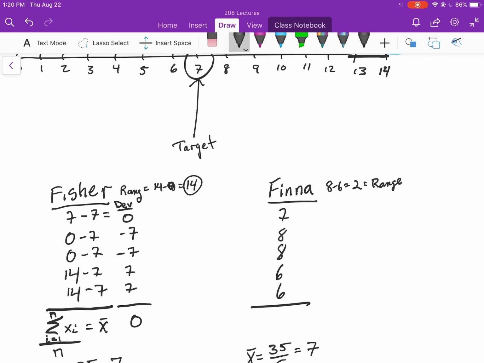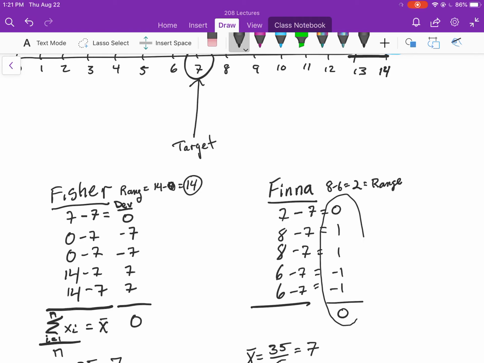So I can show you the same thing happens here on Finna's side. 7 minus 7 equals 0. We subtract the mean from all of them. And what we get here is 0, and then we get 8 minus 7 is 1, 8 minus 7 is 1, 6 minus 7 is -1, -1. Again, they all add up to 0. So as a result, that's not good. So I'm going to circle this and say this is not very helpful, all right? Not helpful.